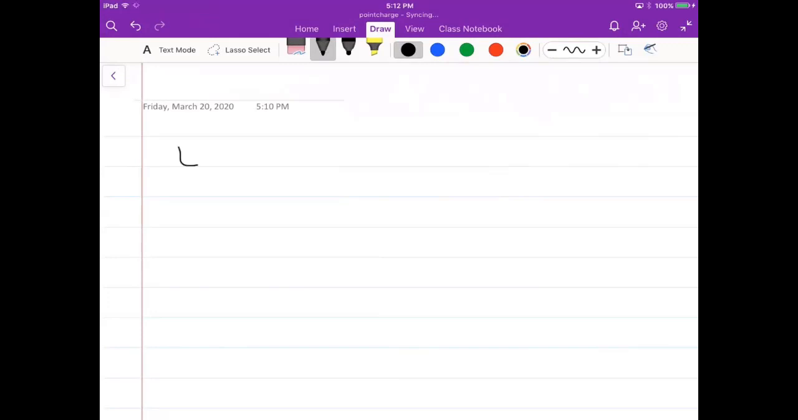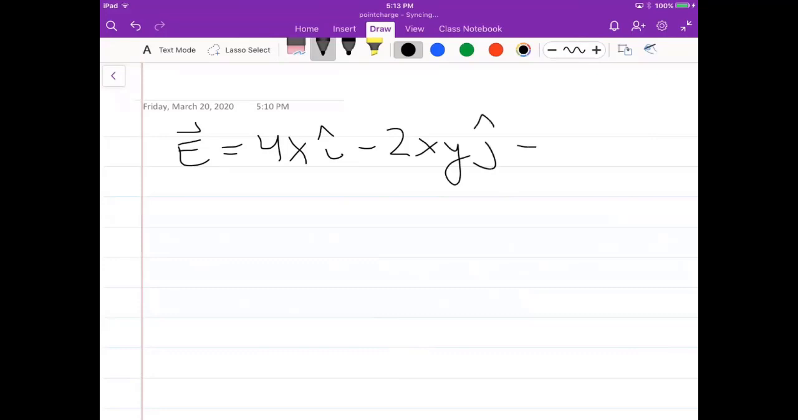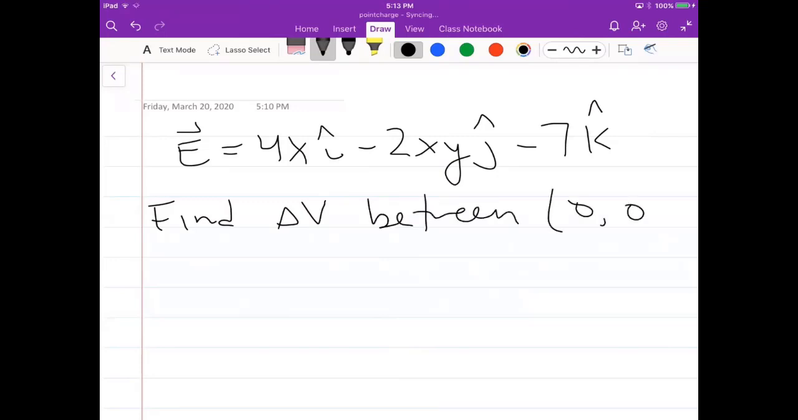All right, so let's suppose we have an electric field, E, and let's say the components are 4x, that's the x component, i hat, and then minus 2 times x times y, j hat, and then let's say minus 7, k hat. And suppose we want to find delta V, the change in potential between the origin, so that'd be (0, 0, 0), and some other point in the xy plane, let's say it's (3, 2, 0).